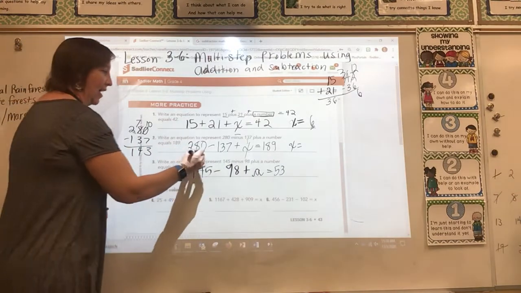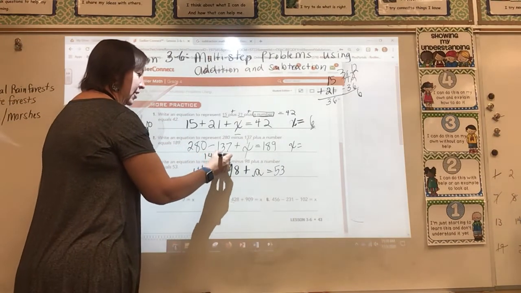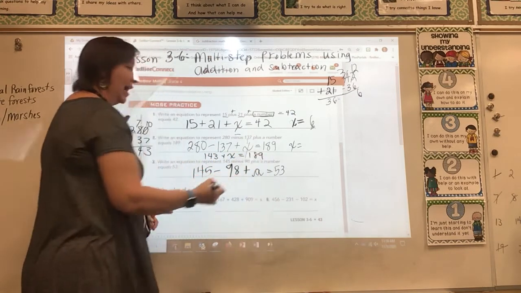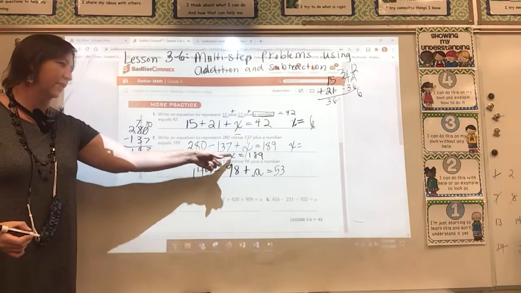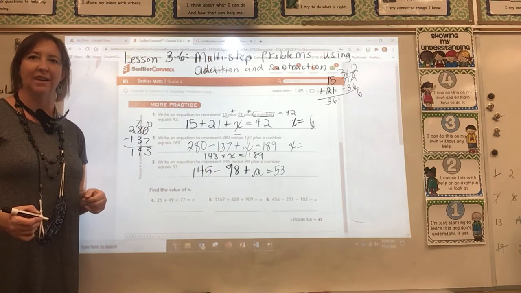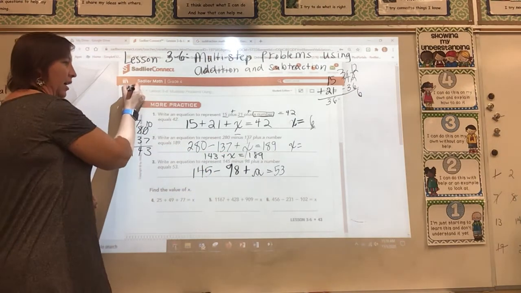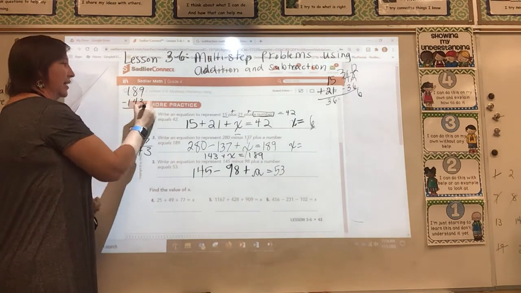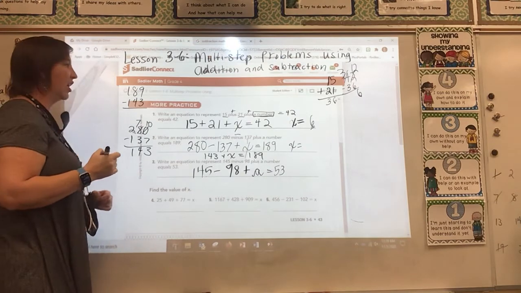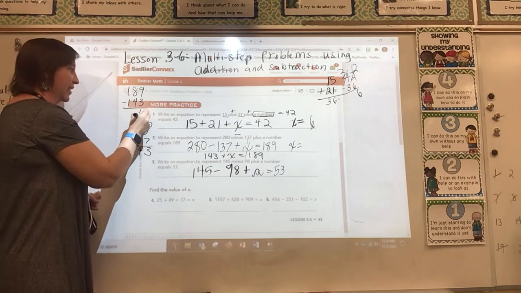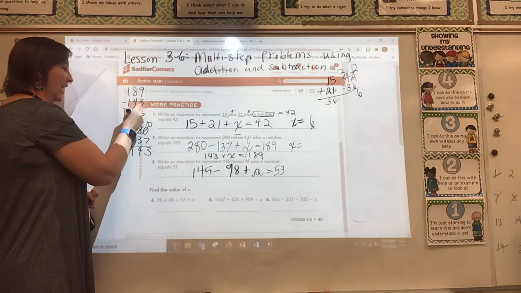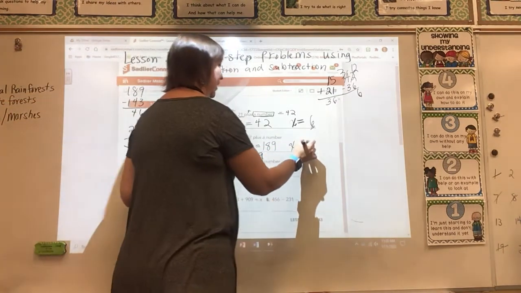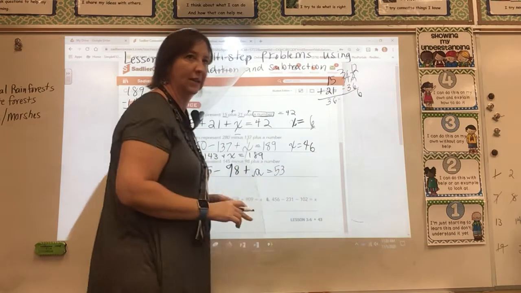So now I have 143 plus x equals 189. So now I'm going to what in order to solve for x? Ari, you're going to subtract 189 minus 143. Very good. Ari, what's 9 minus 3? 6. 8 minus 4? 4. And my answer is 46. So x is equal to 46.